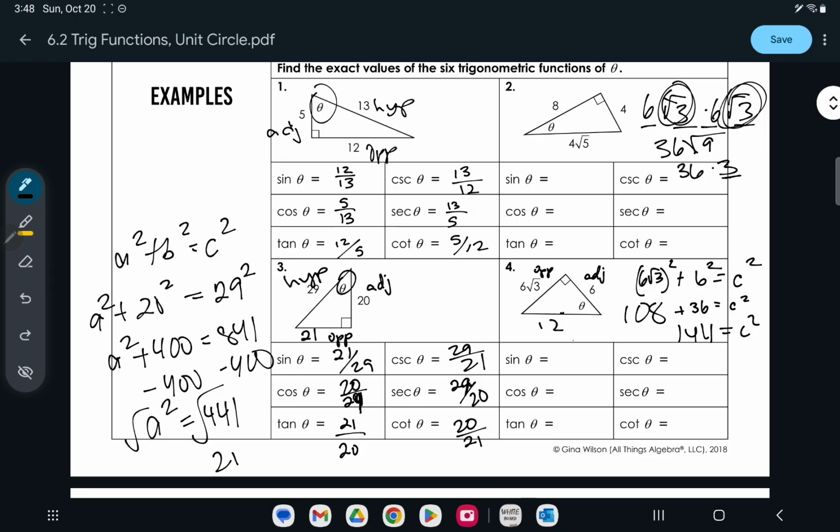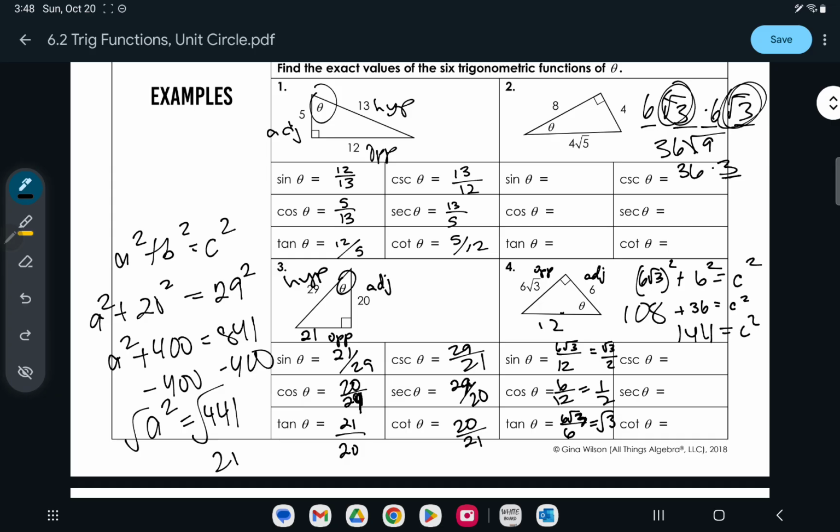So sine is opposite over hypotenuse, and the 6 and the 12 can reduce, so it's actually root 3 over 2. Cosine is adjacent over hypotenuse, which reduces to 1/2. Tangent is opposite over adjacent. That's supposed to be a 3. 6 and 6 reduce, just left with root 3.